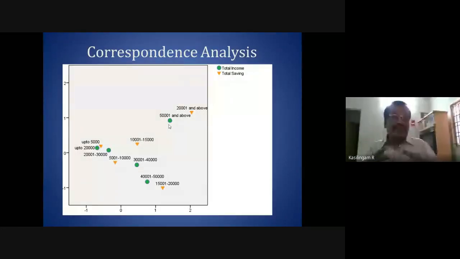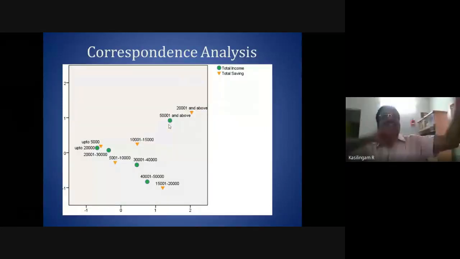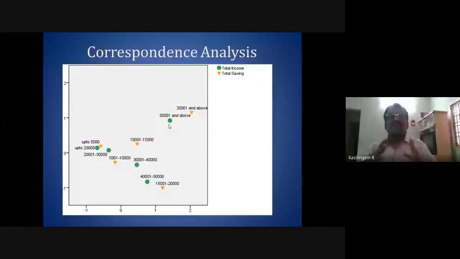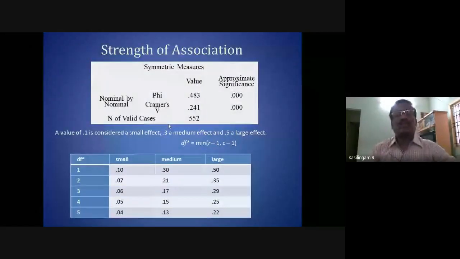If you break it, probably she might commit suicide. Why? Because the association is very, very strong. So we need to find out the strength of association. We have found which one is associated. Now we are going to find out the strength of association. To find out the strength of association, we are going to use phi and Cramer's V.